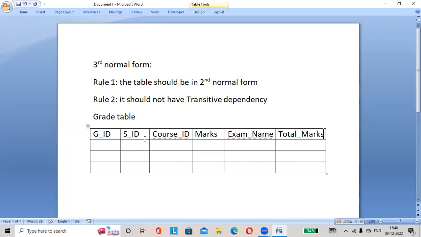Column names, attributes. Very good. Column names are attributes. Column names and attributes are also known as fields. Rows are known as records. These are columns. Rows are known as records. One more name is there.